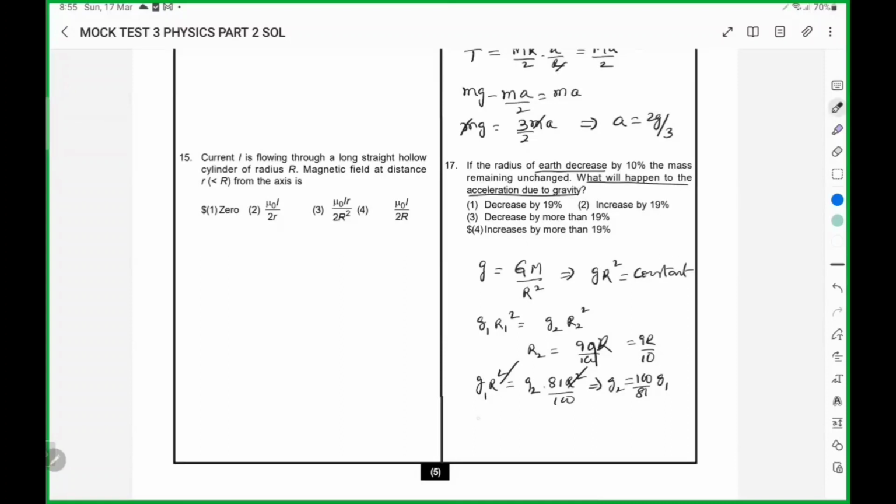So the percentage increase is (g2 minus g1) by g1 into 100, that is (100 g1 by 81 minus g1) by g1 into 100. So it is 19 by 81 into 100. 100 by 81 is more than 1, so it's more than 19%.